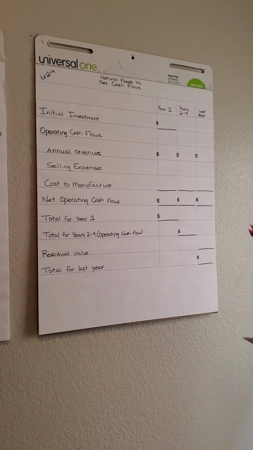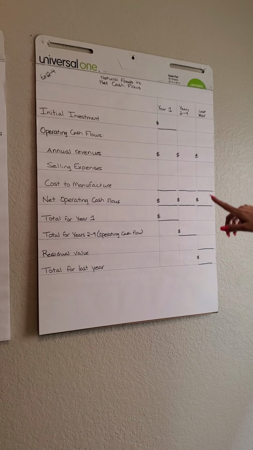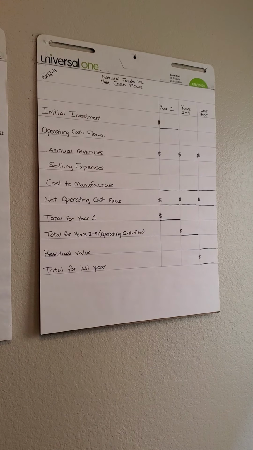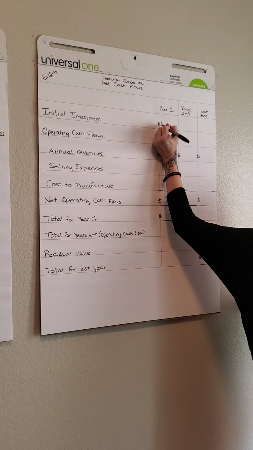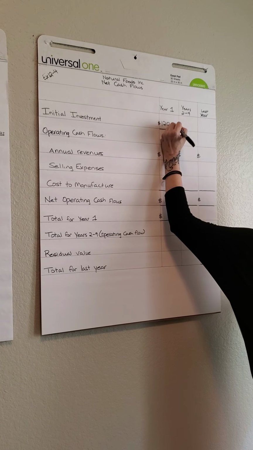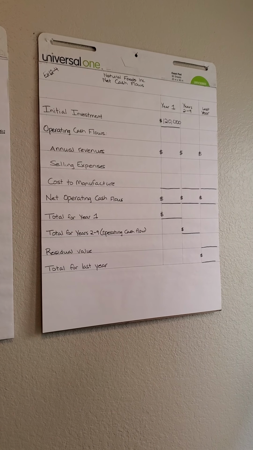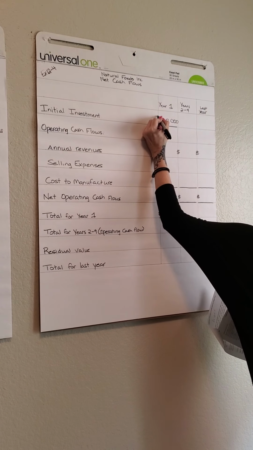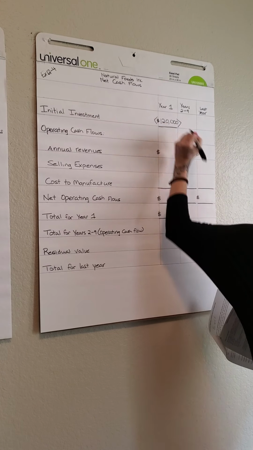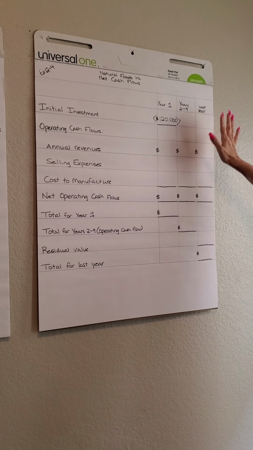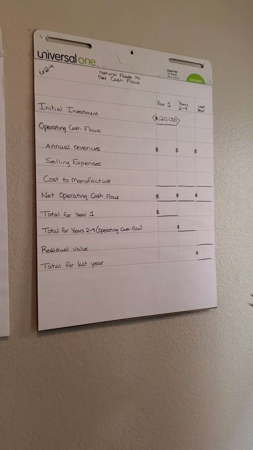So the first item you'll see is the initial investment, and they told us in the problem that our initial investment is $120,000. So I'm going to put that up here, and it's important to remember that because it is an investment, it's a cash outlay, so we do want to put that in as a negative number. We won't have anything to put in for years 2 through 9 and the last year because the initial investment is made completely in year 1.